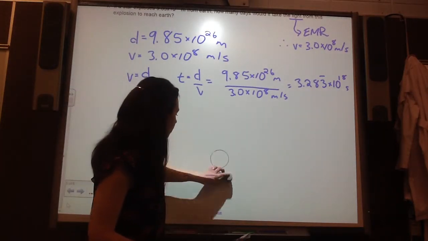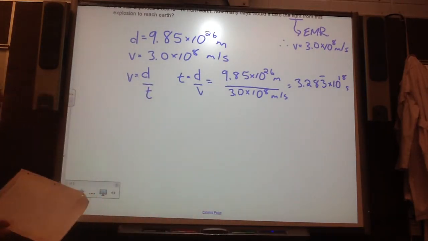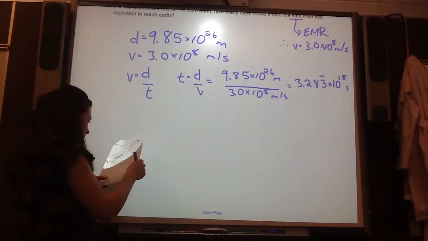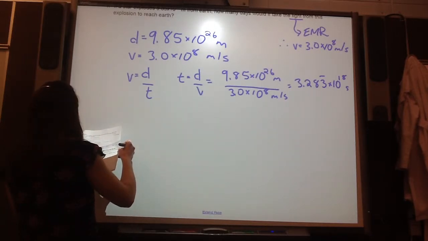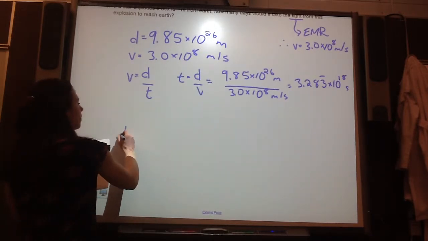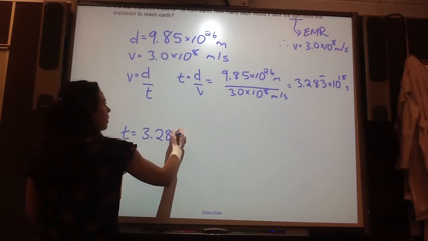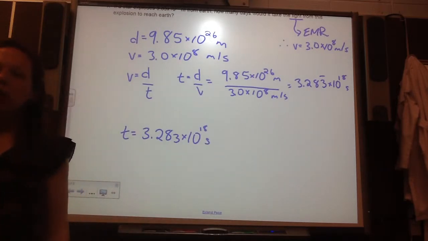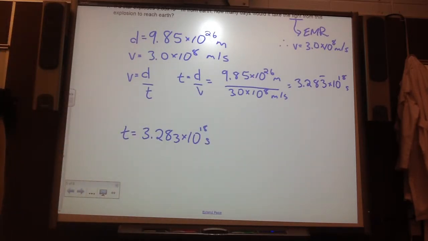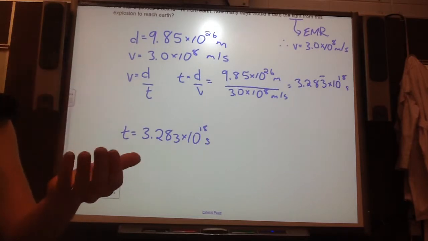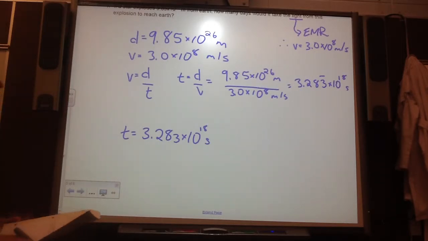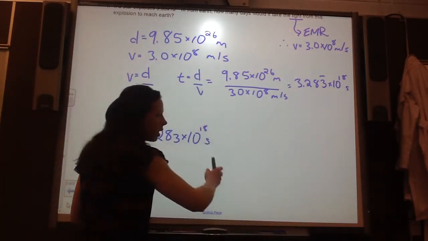So in seconds, you should have 3.28 times 10 to the 18 seconds. Okay, so we have 3.283 times 10 to the 18 seconds. Now what I would advise, and in this unit you're going to be doing quite a bit of conversions because you'll have to go from seconds to days or meters into kilometers, so just be mindful of your unit conversions.